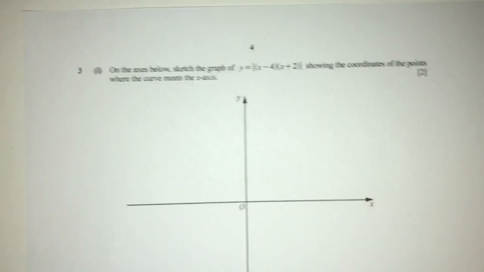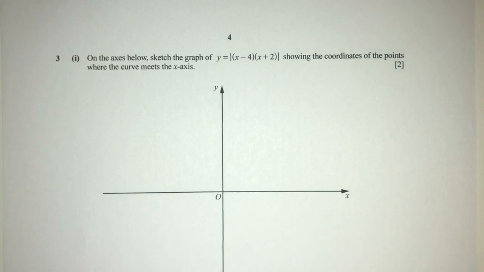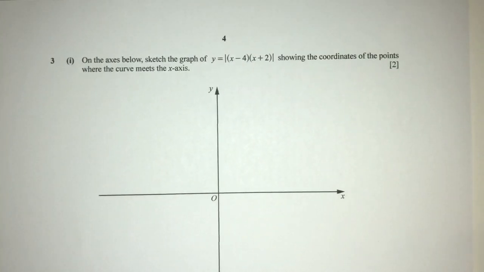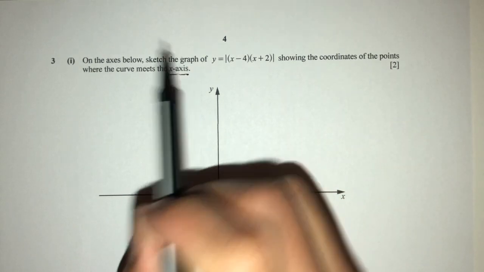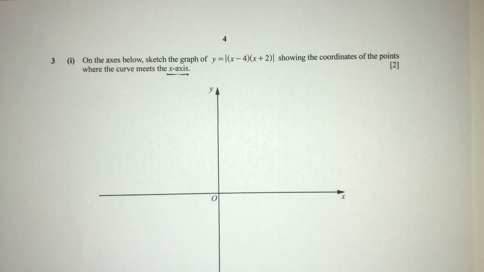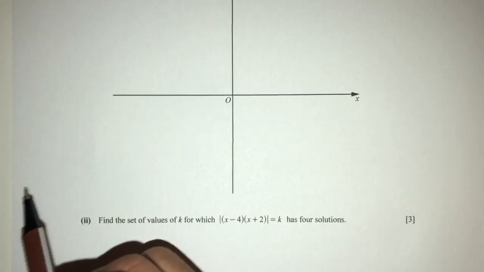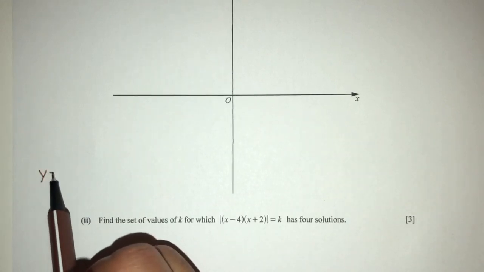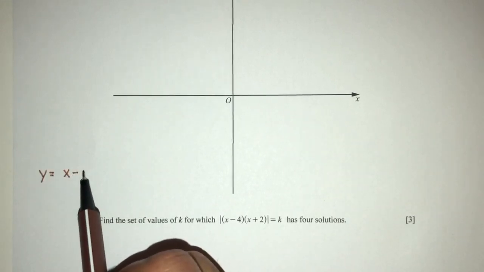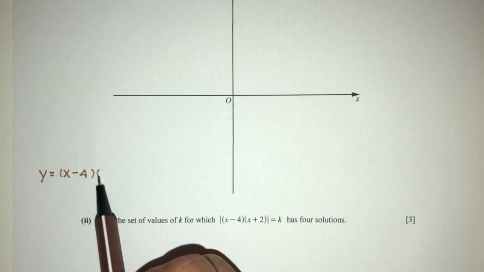Question number 3. On the axis below, we have to sketch the graph of this, showing the coordinates of the points where the curve meets the x-axis. That's the main thing right now. Again, as we have seen before, the first thing I like to do is first ignore the modulus sign. So let's first assume our curve is y equals (x minus 4) times (x plus 2).